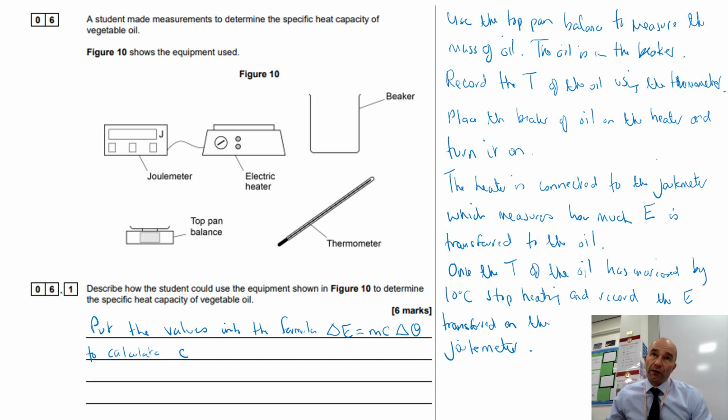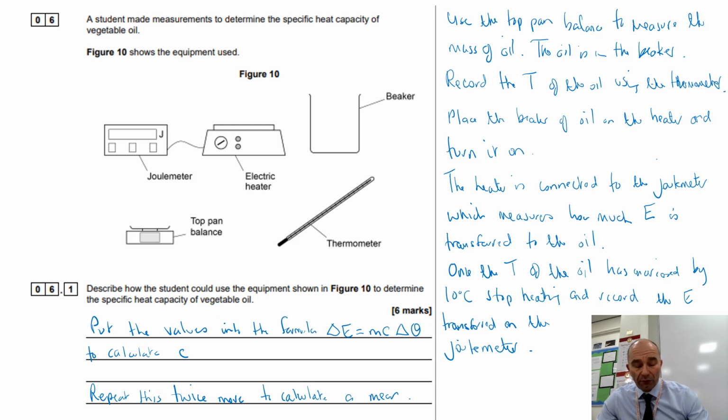Now, just to finish this off nicely, we need to repeat this, well, at least twice. So we end up with 3 lots of data. Repeat this twice more to calculate a mean. If you include all that information in your answer, you're looking at 6 marks. But you have to be talking about how you used every piece of equipment.